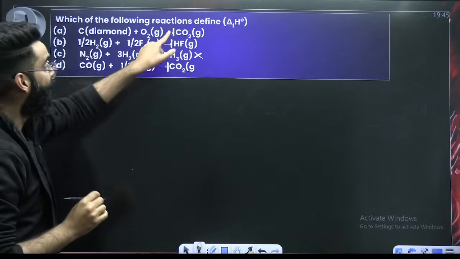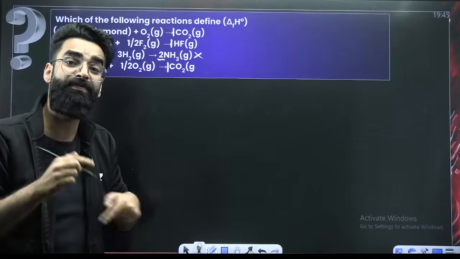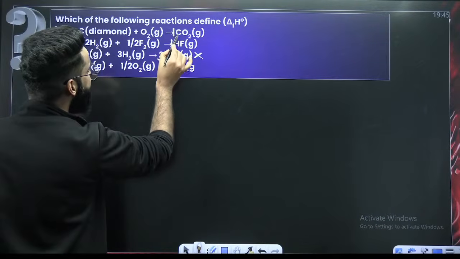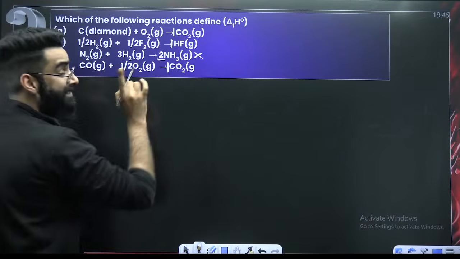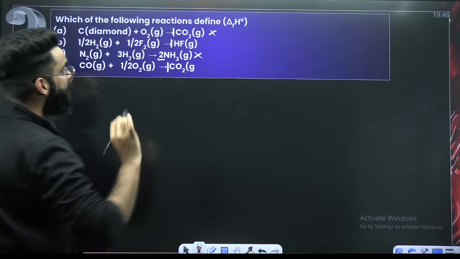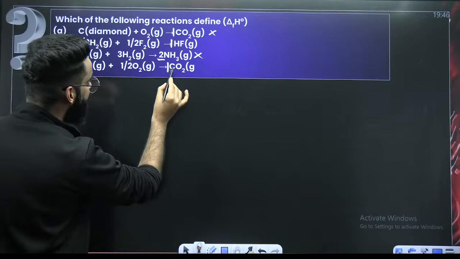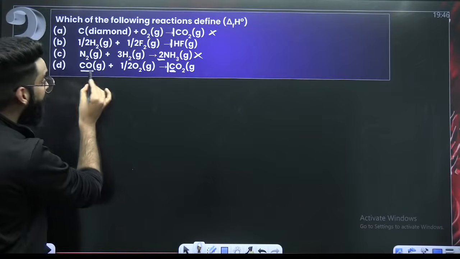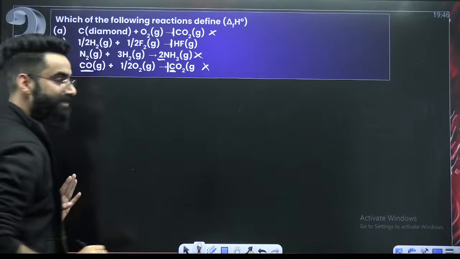Now, 1 mole of the substance has to get formed from its elements which must be present in their standard states. What is the standard state of carbon? The standard state of carbon is graphite. But here you have used diamond. So no, this is not the case. Look at this one. Standard state of carbon is graphite. Over here you have used carbon monoxide. This is not the case.